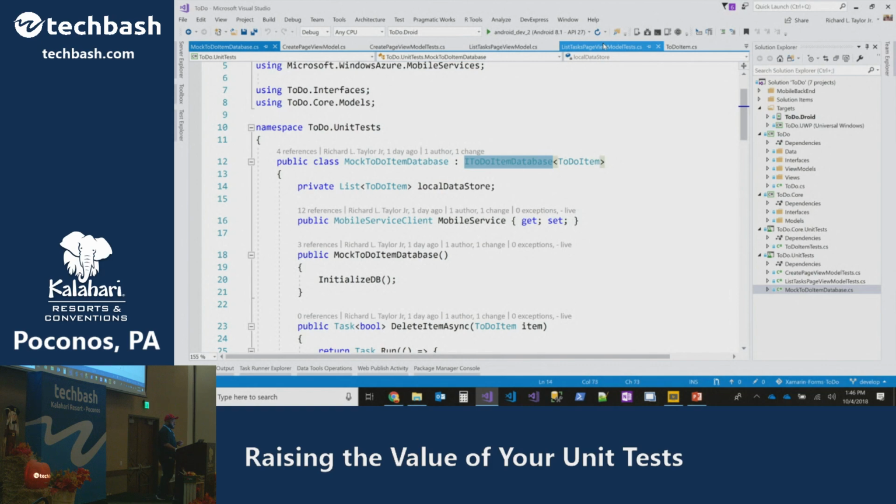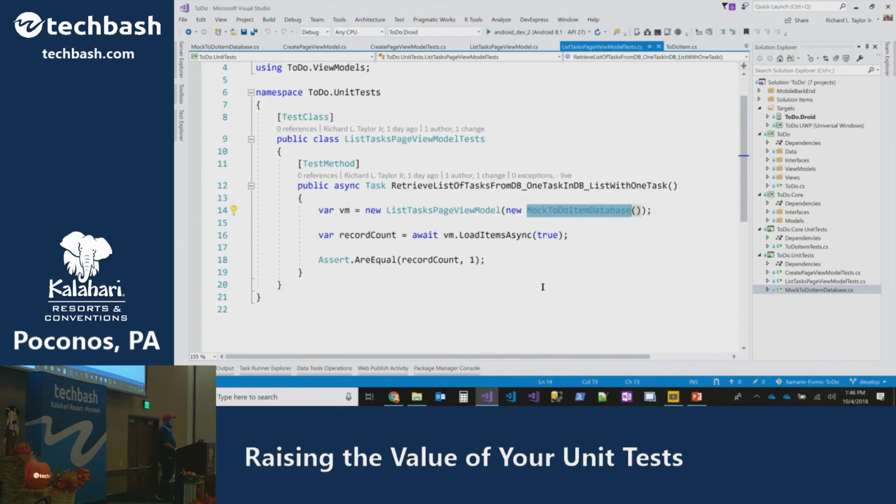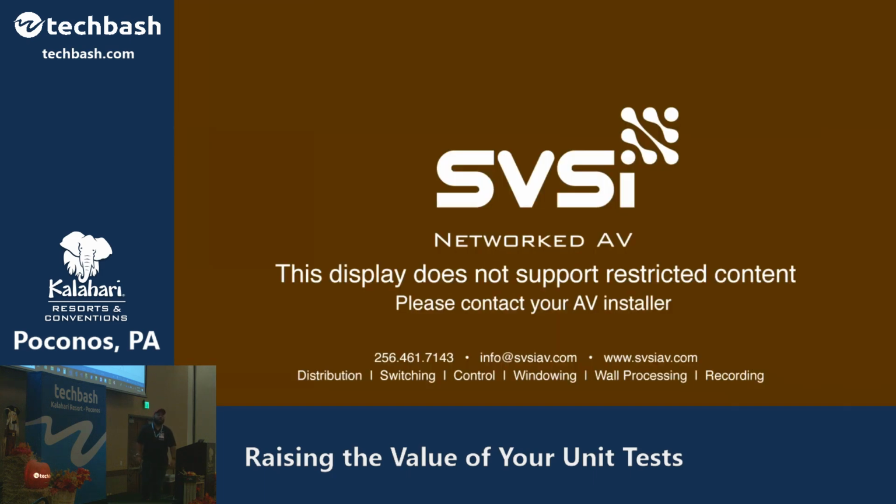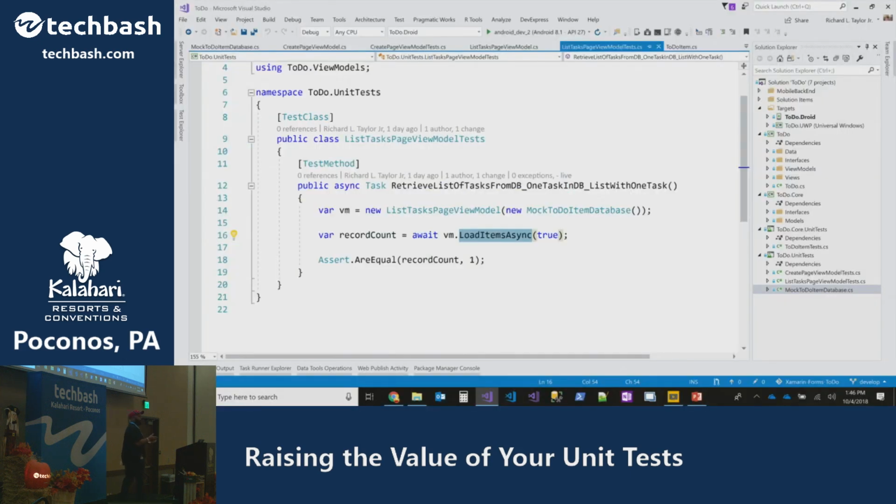So now the test, if we look at it, basically news up a list task page view model, and then it runs load items async right off the view model, and then I'm asserting that there's one. That's a simple one. But I can do all kinds of other things too. If there's some kind of ETO or something happening where it's hydrating an object, I can test to make sure that the values got hydrated properly, based upon controlling the actual database that's required for that.